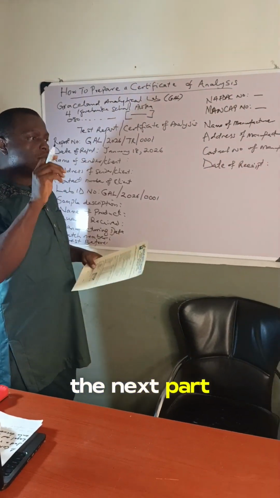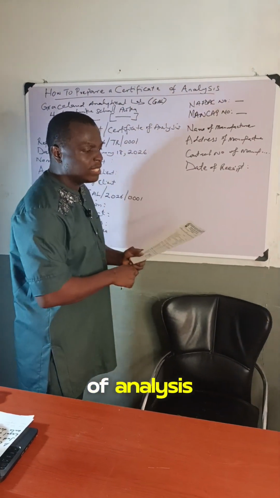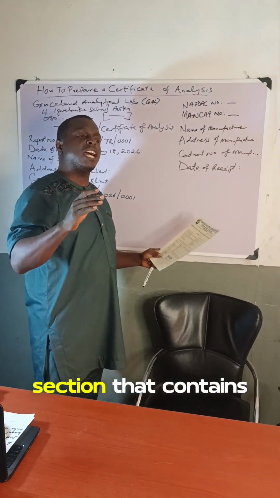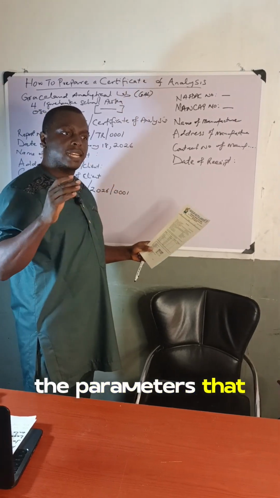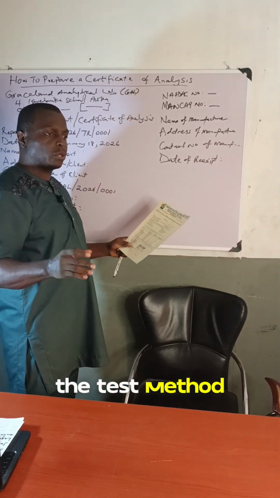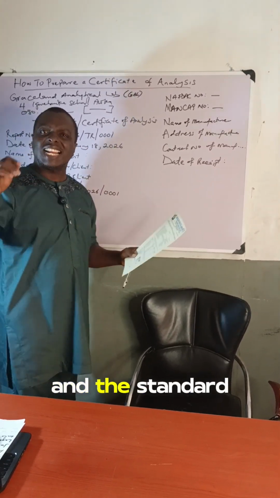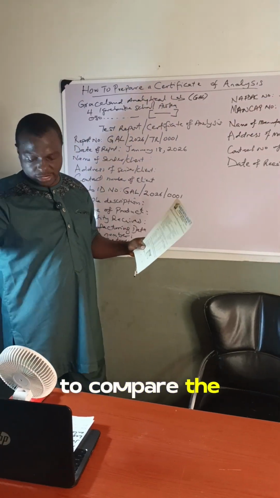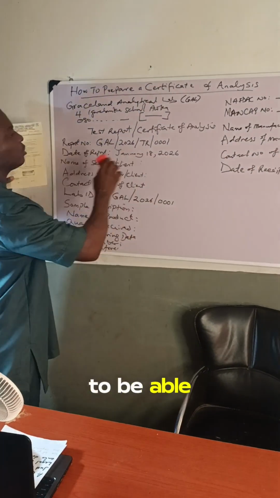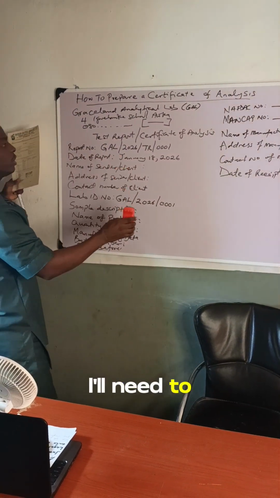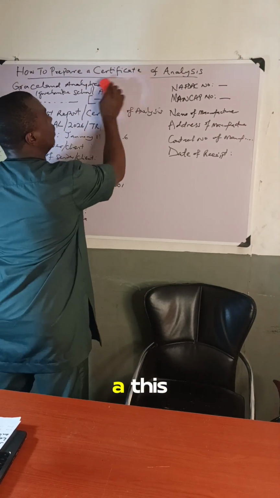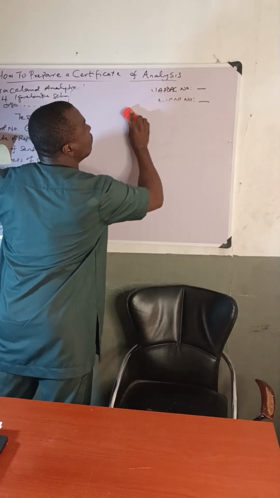The next part of the certificate of analysis is the section that contains the parameters analyzed, the test method, the result, and the standard that you use to compare the results. So for me to be able to write this clearly, I'll need to clean up some areas of this.